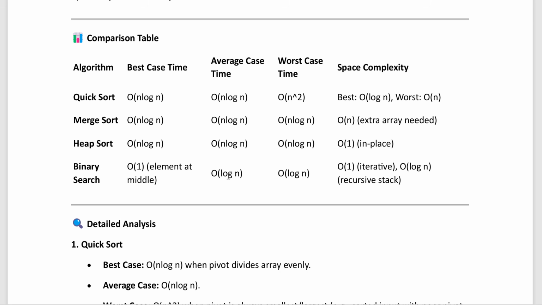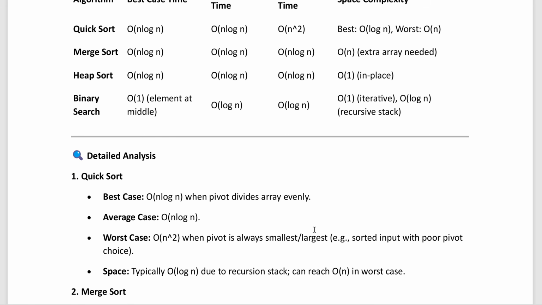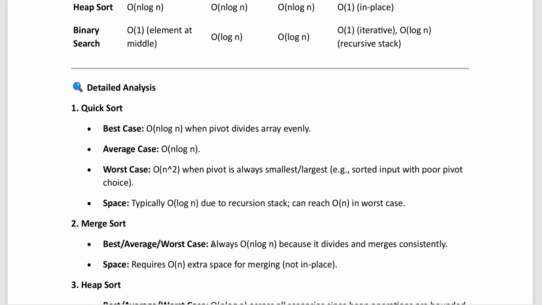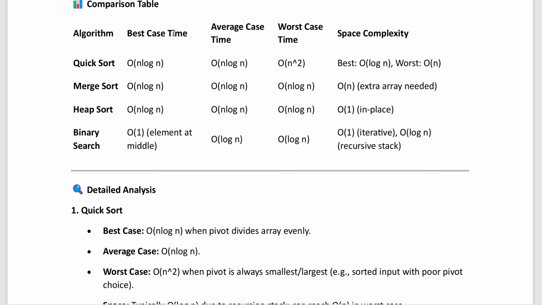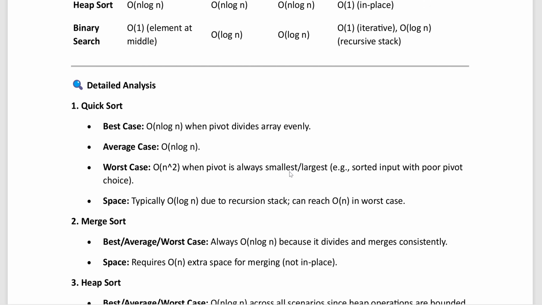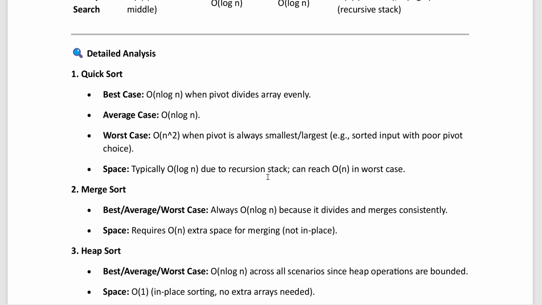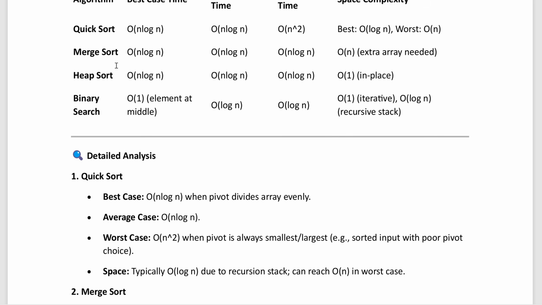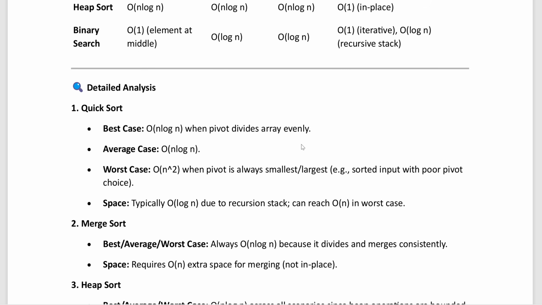So, you can refer to this table to quickly analyze the time and space complexity for each of these algorithms, that is quick sort, merge sort, heap sort, and binary search, right? You can go through the detailed analysis on your own. I have explained in very clear terms why the complexity of these sorting algorithms are as per this given table in best, average, and worst case.